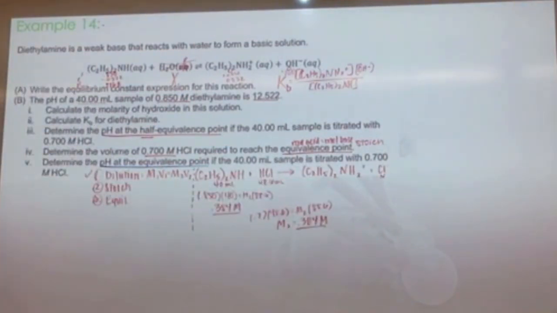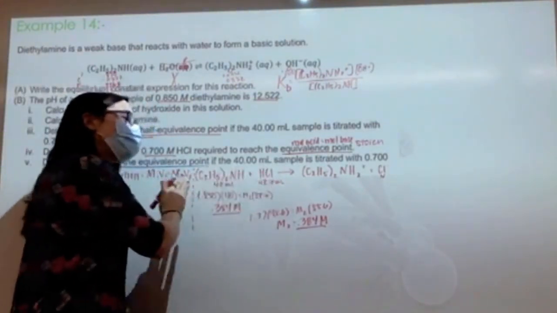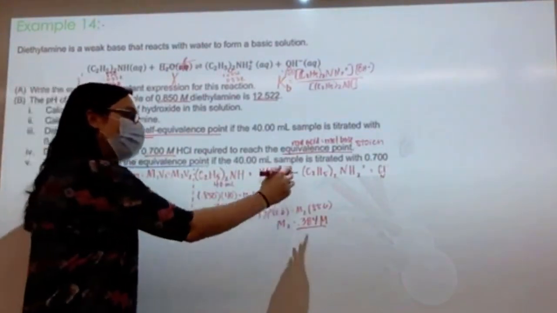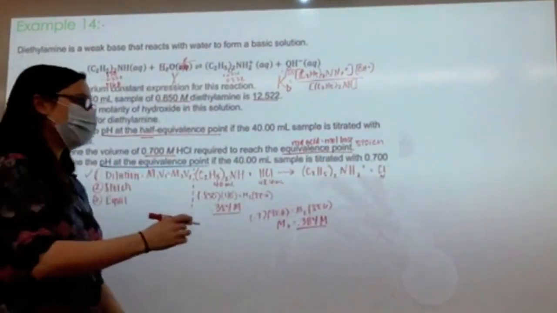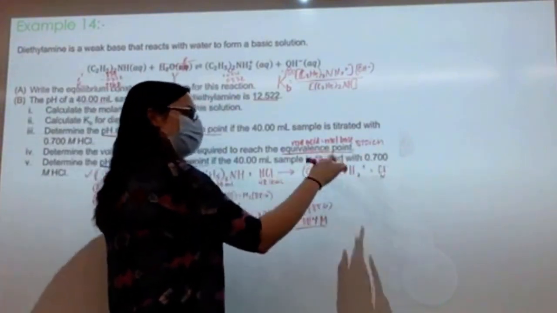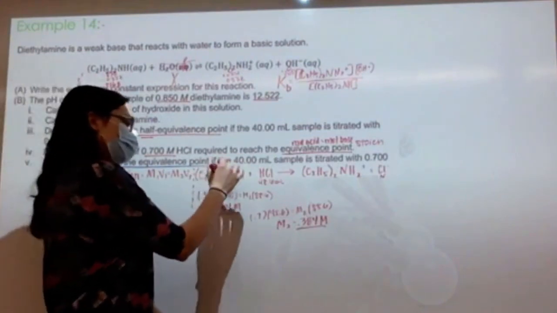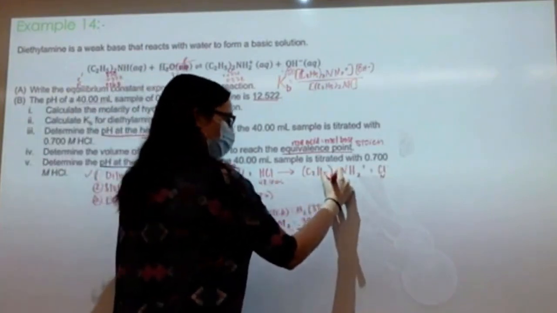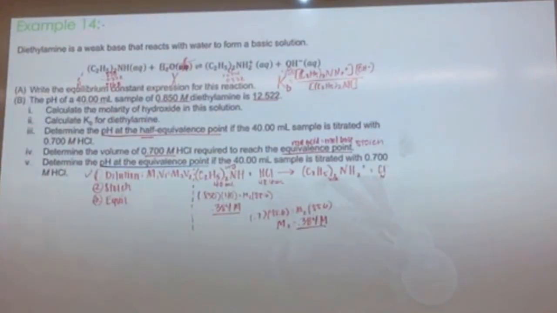At the equivalence point, the base and the acid are completely neutralized. They're gone. And so all we have is the salt and water. Within the salt, we look at what affects the pH. Since diethylamine is a weak base, this is a weak acid. It's its conjugate acid. That is what affects the pH.